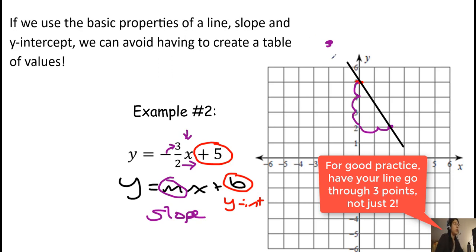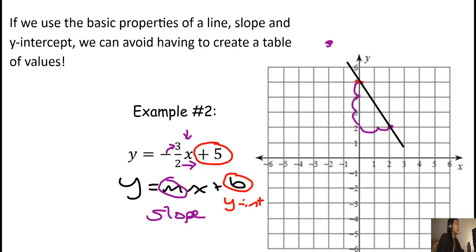And then if you really know what you're doing, you would have realized I have forgotten my arrowheads on all of my lines because they go forever. So I got to put my arrowheads, and you should make sure you do your arrowheads too. So that's how you can graph without a table of values. It's actually much faster to do it without a table of values.